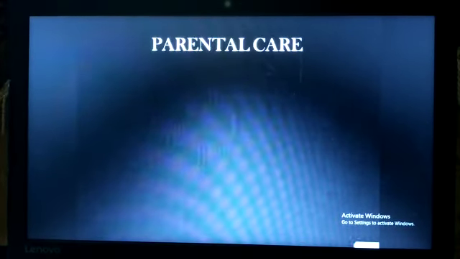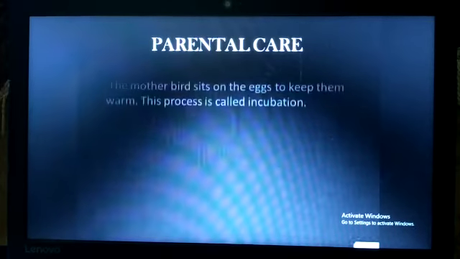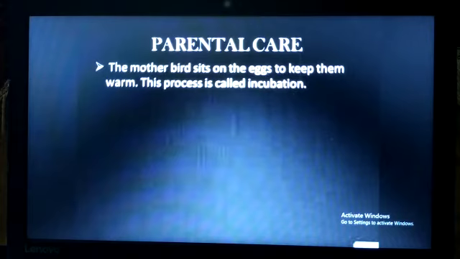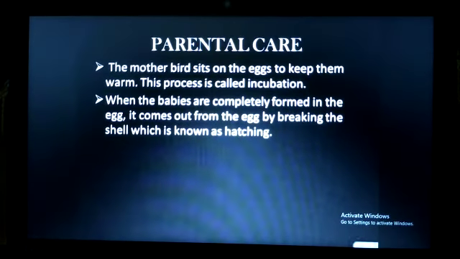Now let's begin with the parental care. The mother bird sits on the eggs to keep them warm. This process is called incubation. When the babies are completely formed in the egg, they come out by breaking the shell, which is known as hatching.